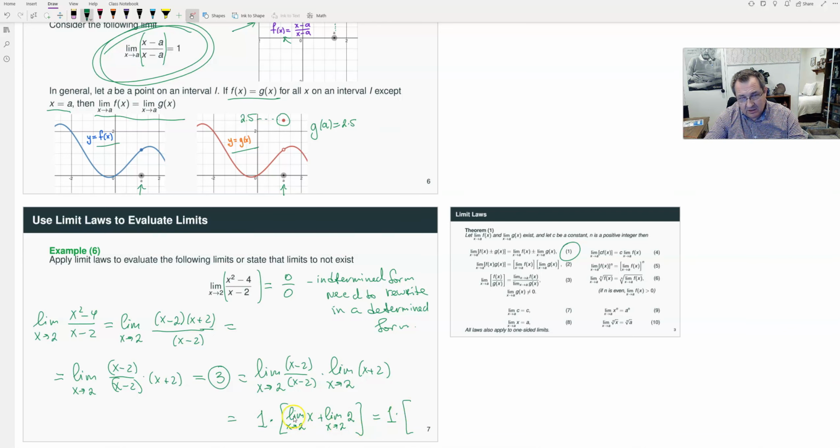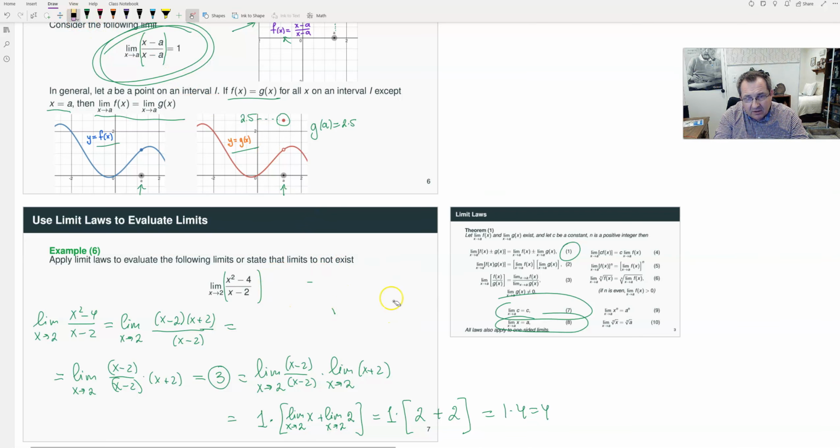1 stays here, and a limit of x when x approaches 2, according to formula 8, is 2. And limit of 2, according to formula 7, is 2. So we have 1 times 4 equals 4. That would be the answer to the limit. So let me erase that, the indeterminate form thing. We are ready to write down the answer. The answer is 4.